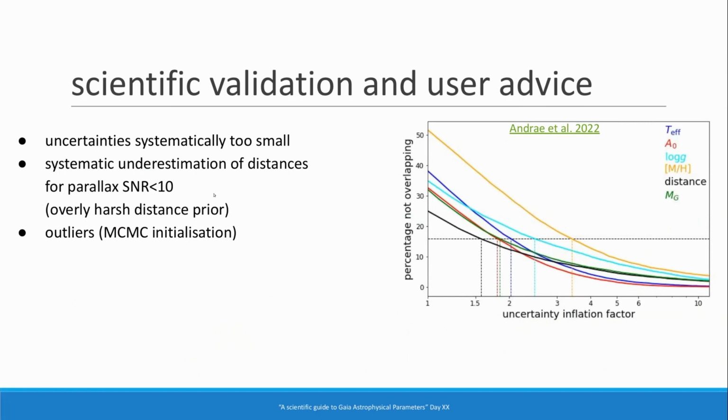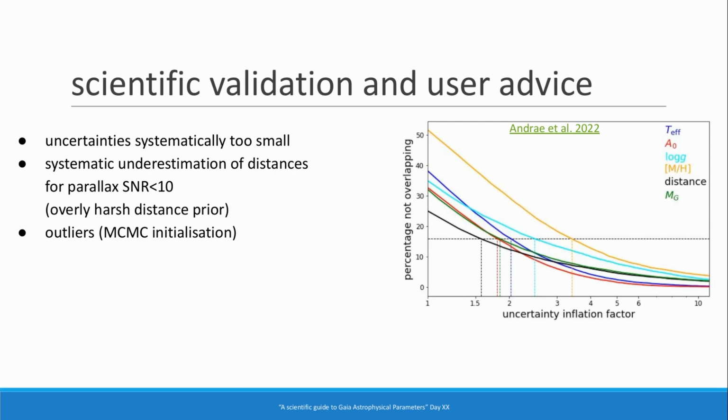Other issues that we found during the validation is that we systematically underestimate the distances with GSPPhot for stars that have low parallax quality. We very quickly figured out that this was due to an overly harsh distance prior that we used. So this will be fixed in the future. That's very easy.